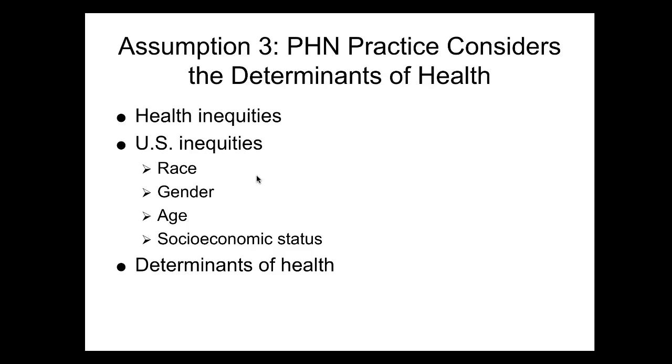So public health nurse practice considers determinants of health. So there are social determinants of health: what contributes to people accessing health or actually having what we consider a healthy life. So there are health inequities, right? Those who are born at a disadvantage, maybe you have an autoimmune disorder or HIV. Substance abuse is a determinant of health. If you drink, if you're an alcoholic, your immune system is low, so you're at risk for more diseases. Then there are United States inequities like race, gender, age, socioeconomic status, and then other determinants of health like literacy and education on health.